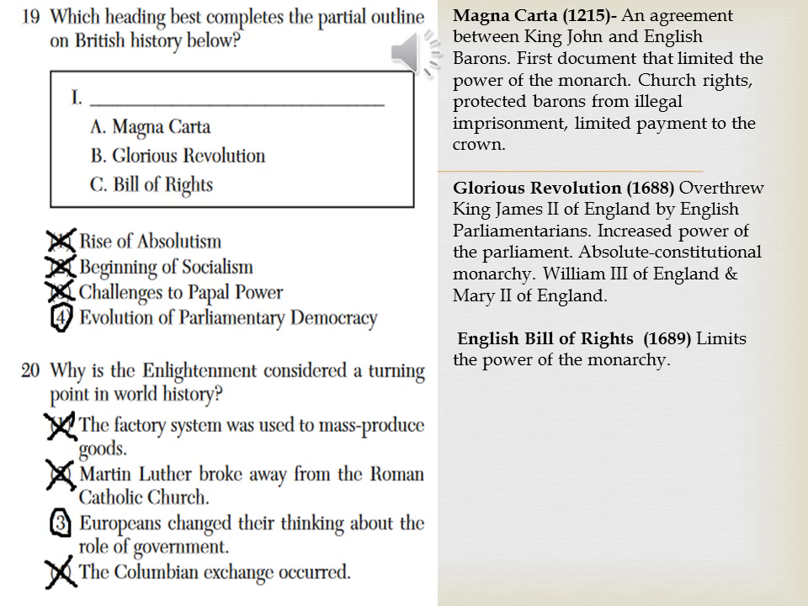But the partial outline below is one of the types of questions that you're gonna see on the Regents. So let's take a look at this partial outline. A, it says Magna Carta. B, Glorious Revolution. And C, the Bill of Rights, not to be confused with the U.S. Bill of Rights. So it has nothing to do with the 10 Amendments.